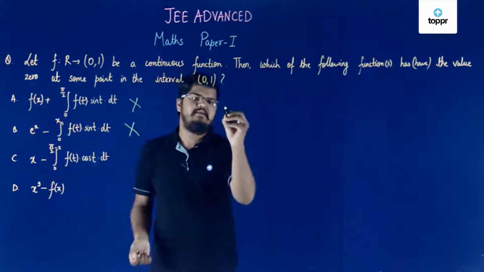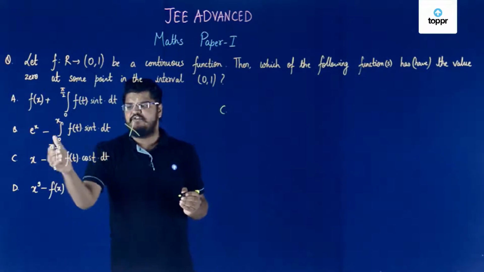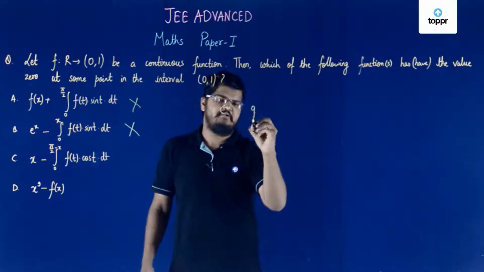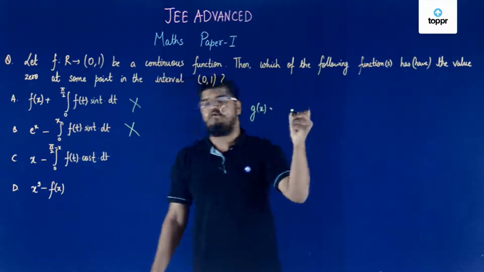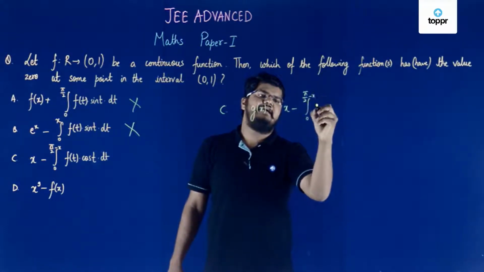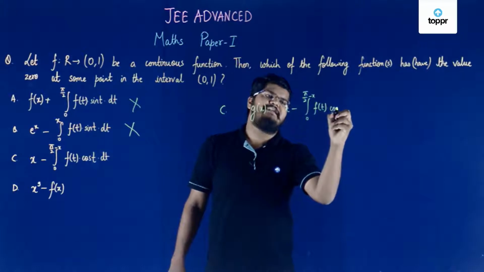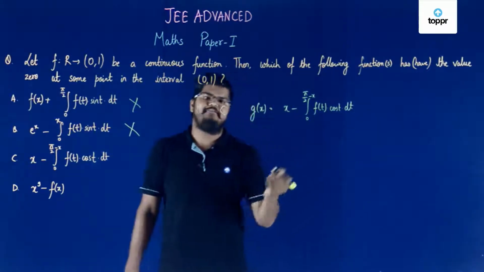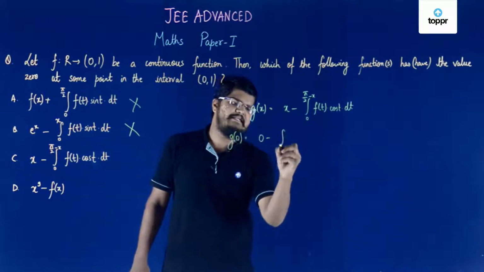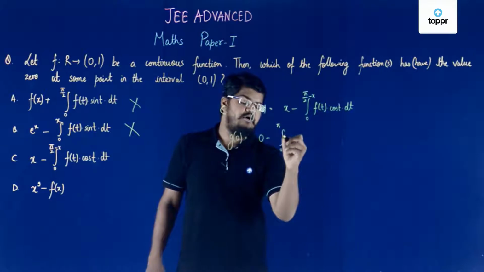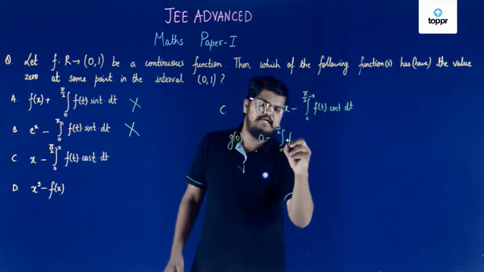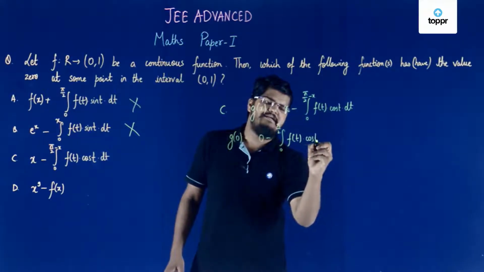This option C is x minus integration 0 to pi by 2 minus x f of t dot cos t dt. Again we are going to redefine this particular function as g of x is equal to x minus integration 0 to pi by 2 minus x f of t cos t dt. Here you can see that if I consider the value of g of 0, then g of 0 will be equal to 0 minus integration 0 to pi by 2 minus this 0. So simply pi by 2 into f of t cos t dt.